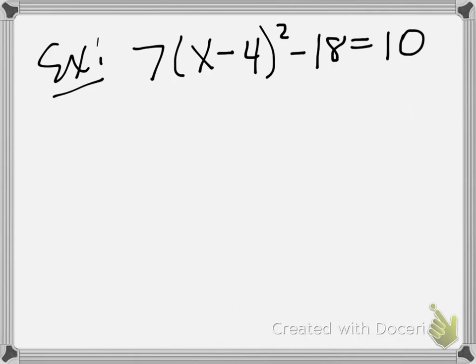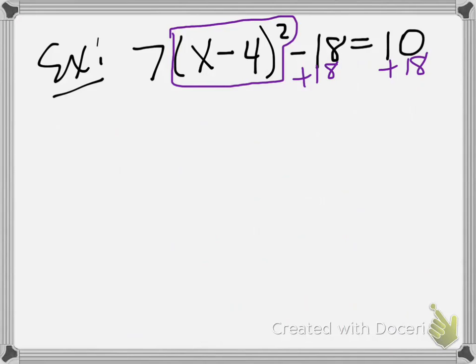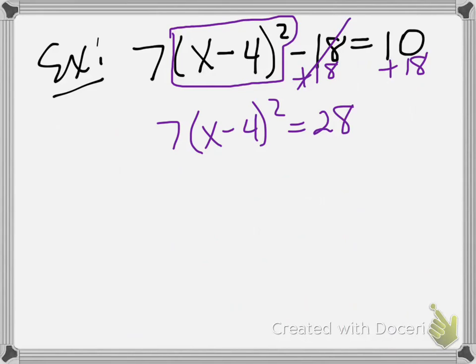Alright, I have one more example, and then I have one for you to work on your own. So, to get my x squared part by itself, this is the part right here. This is the part that's squared. I want to get it by itself. So to do that, I'm going to add 18 first to both sides. So that leaves me with 7 times x minus 4 squared equals 10 plus 18, which is 28.